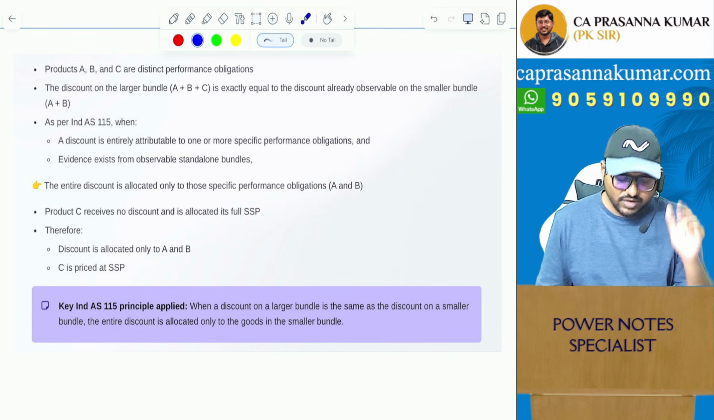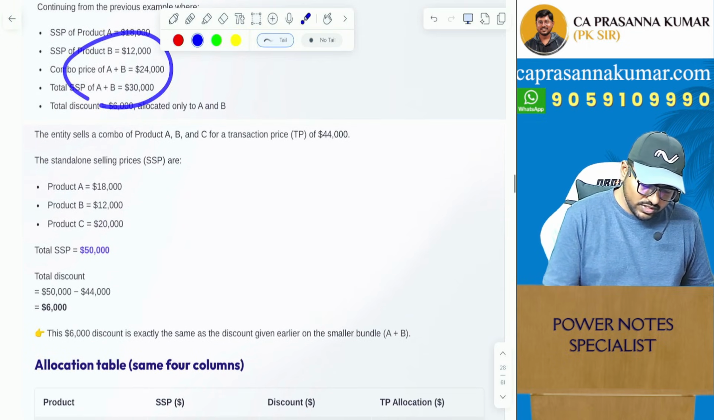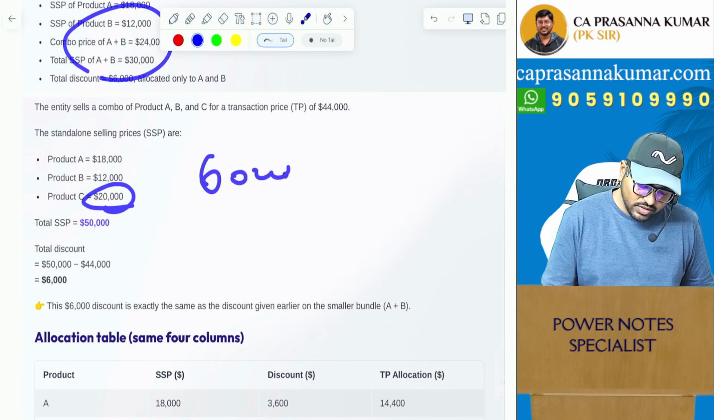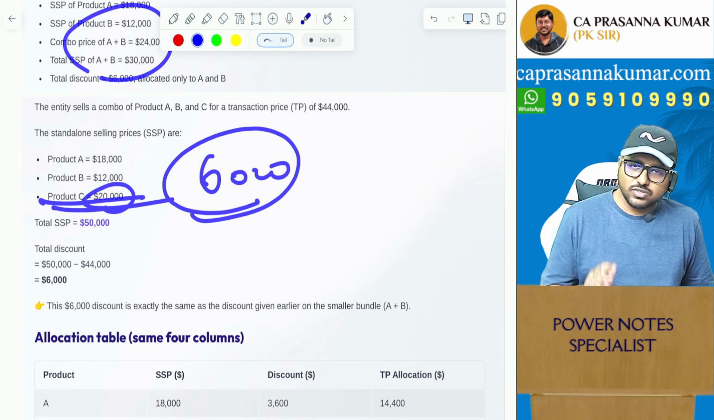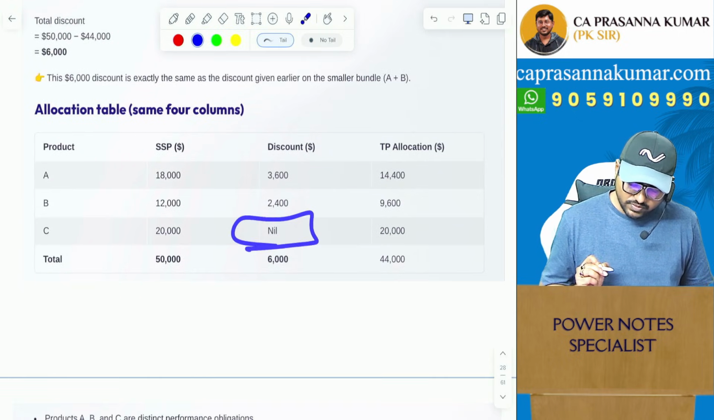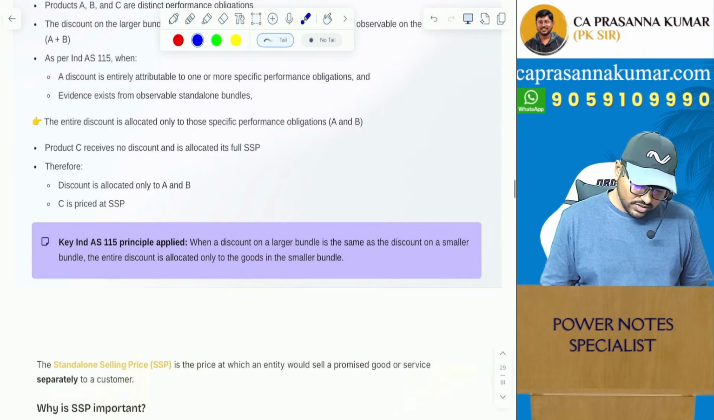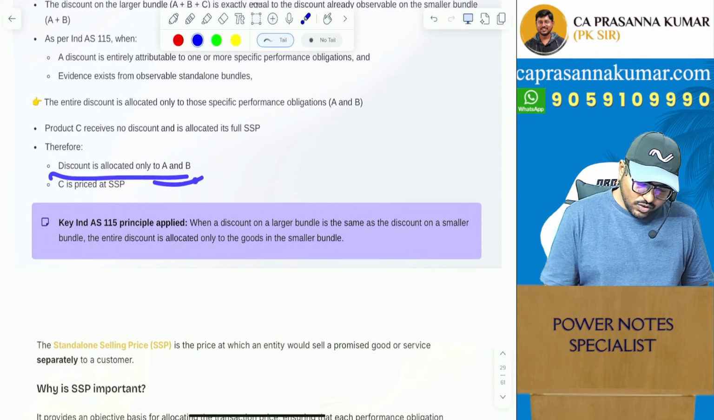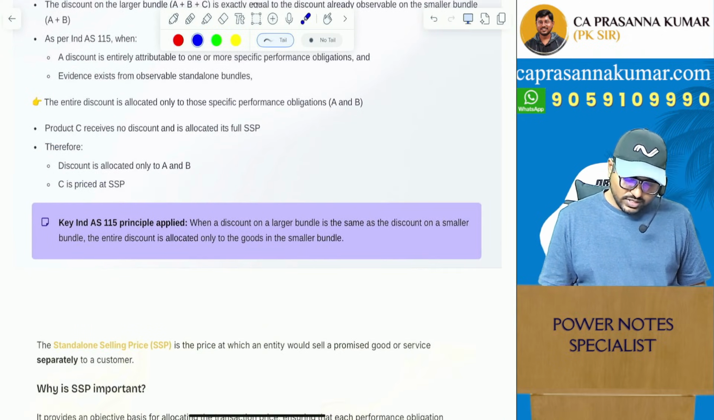Which means what you have to understand is that for two products the discount is 6,000. By adding the third product, still the discount is 6,000. Then literally the third product has got no discount. So therefore you should not give any discount. That's the logic. Simple. That's all. So discount is allowed only to A and B. C is priced at standalone selling price.